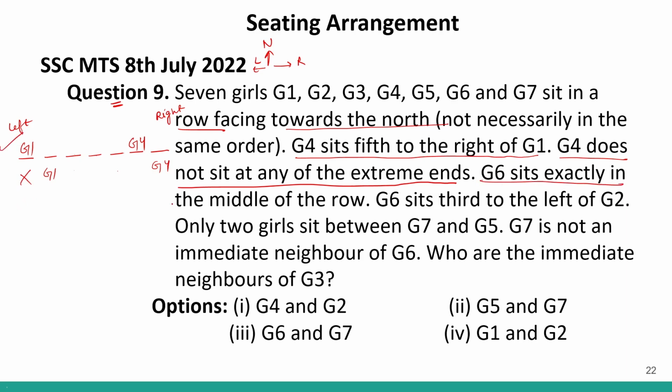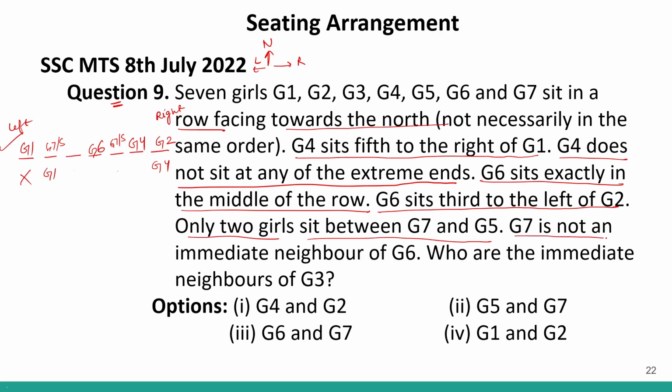G6 sits exactly in the middle of the row. So G6 will come at the 4th position. Correct? There are 7 people. G6 sits 3rd to the left of G2. So 3rd to the left means G2 will come over here. G6 is 3rd to the left of G2. Only 2 girls sit between G7 and G5. So G7 and G5 can come at these positions because 2 girls are sitting between them, 1 and 2.